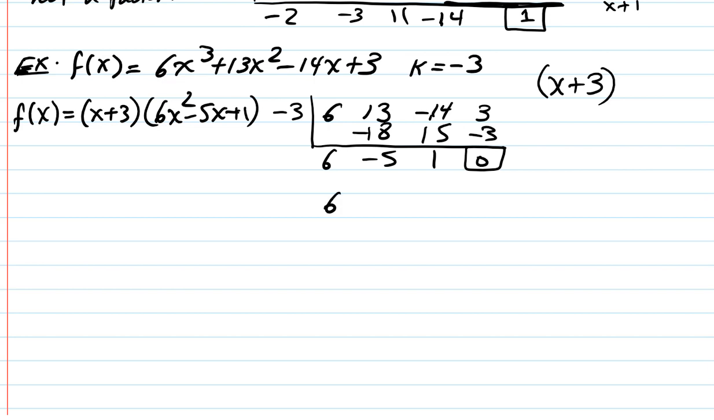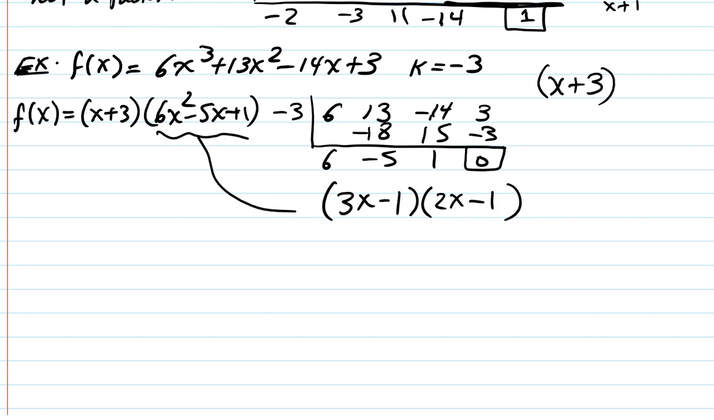So let me try to factor this, maybe by trial and error. I'm going to go 3x, 2x. That's how I'm looking at this polynomial. And let me go minus 1, so that's going to be negative 3x, negative 2x. Yep, that's going to work. Perfect. So the factored form is x plus 3, 3x minus 1, and 2x minus 1.